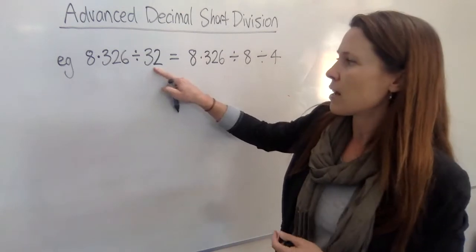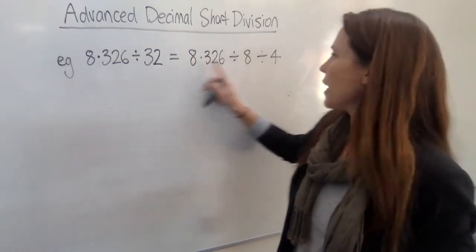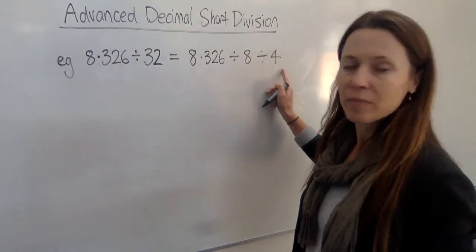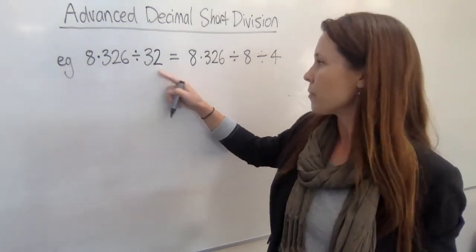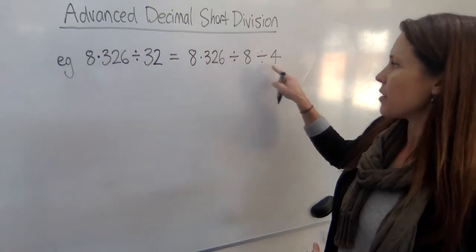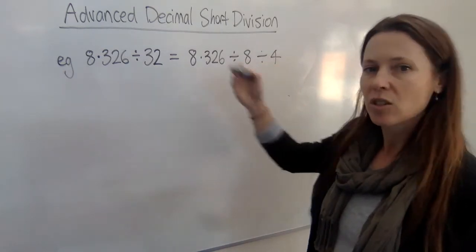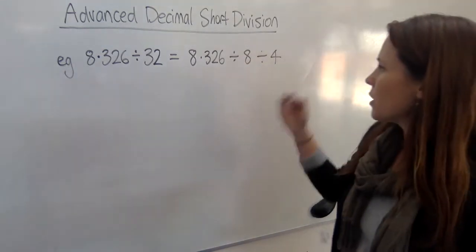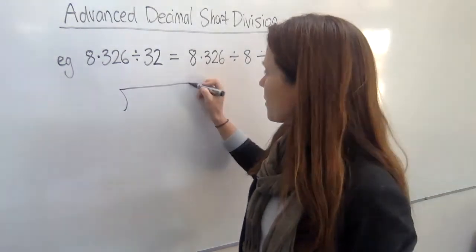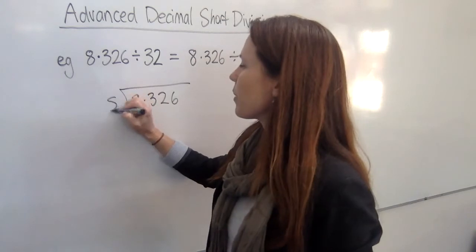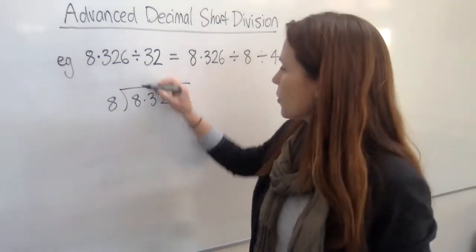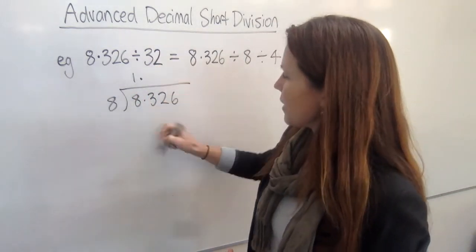So you can choose any two factors of this number and divide by one of them and then the other. You could, for argument's sake, divide by 16 and then divide by 2. So this helps you because each of these are quite easy to do, and it just becomes a two-step process. So at this point, I would do one of these and say, all right, let's do 8.326 and divide it by 8. So along we come, we keep our decimals lined up.